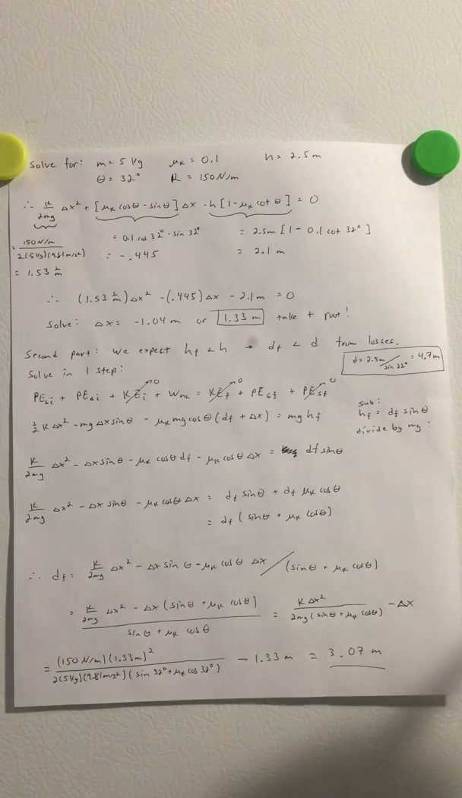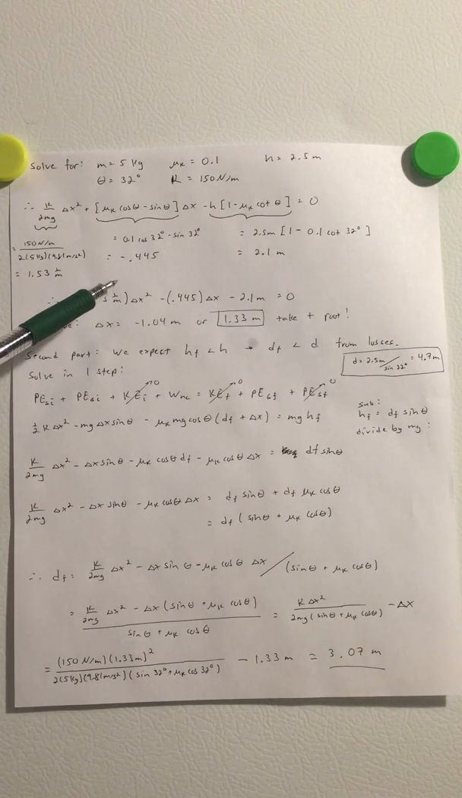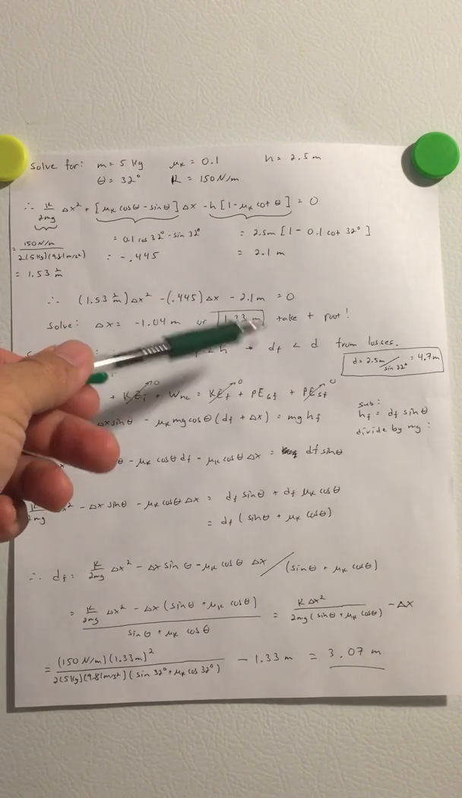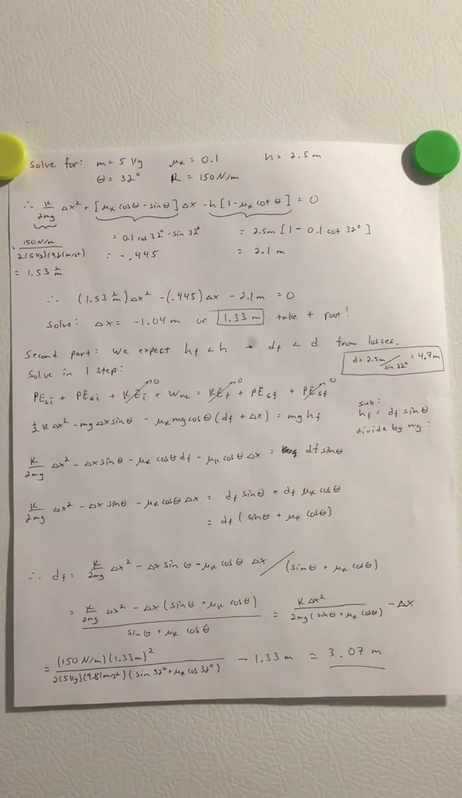Okay, so this is the expression that I've come up with: 1.53 (1 over meters) times delta x squared, minus 0.445 delta x, minus 2.1 meters, which is the quadratic formula. To be honest, I just plugged this into Wolfram Alpha and told it to solve it. Of course, you can solve it by hand if you're so inclined, and you just love solving the quadratic formula. I, however, do not. So I just told Wolfram Alpha to do it for me, and this is what I got: negative 1.04 meters or 1.33 meters.